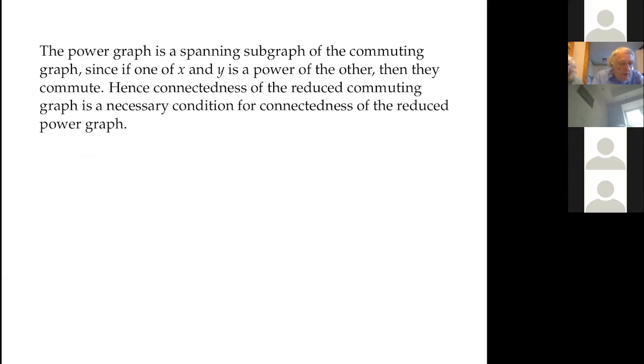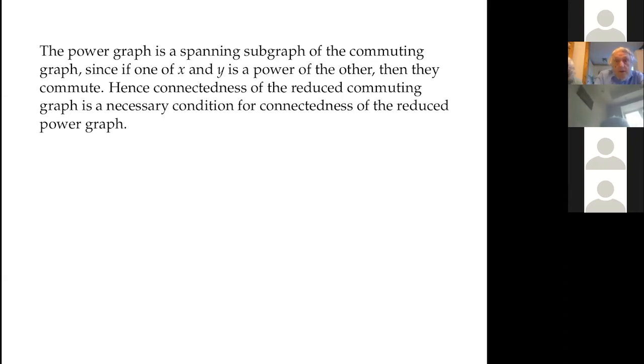Okay, now I want to turn to something a little different. So we had those other graphs, the power graph, the enhanced power graph, and so on. They each is a subgraph of the next. If you have X and Y, if one is a power of the other, then they're both powers of the same element, namely one of X or Y. So they're joined in the enhanced power graph. And therefore they commute, so they're joined in the commuting graph. So these graphs are each subgraphs of the next.